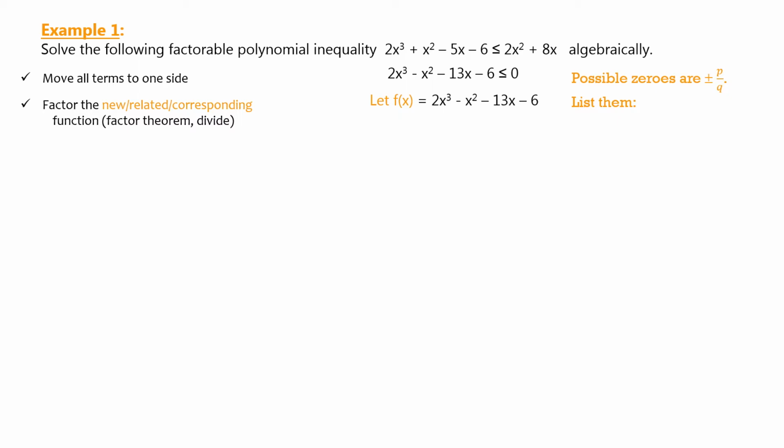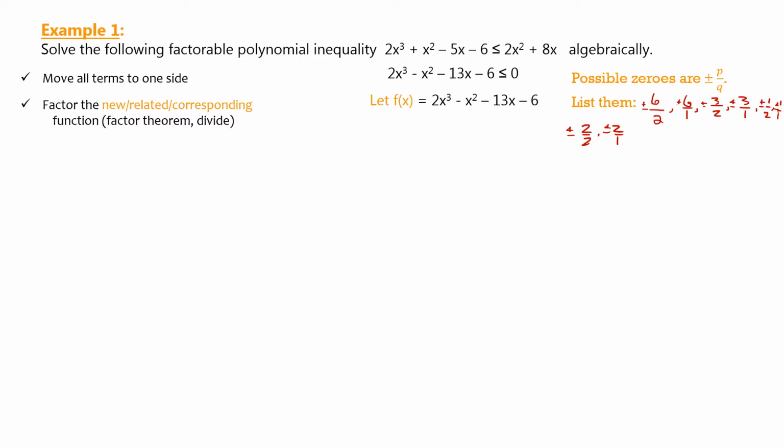There are possible zeros, plus or minus p over q, so factor theorem. We're going to list them here. So the possible zeros, 6 is our constant. So anything that's a factor of 6 over anything that's a factor of 2, and all of those combinations. So we've got plus or minus 6 over 2, and plus or minus 6 over 1. Then we have plus or minus 3 over 2 and plus or minus 3 over 1. What else do I need? Am I missing anything? Yes, I'm missing plus or minus 2 over 2 and plus or minus 2 over 1. Now I've got some repetition happening here, but we'll talk about that in a second. And I've got plus or minus 1 over 2 and plus or minus 1 over 1.